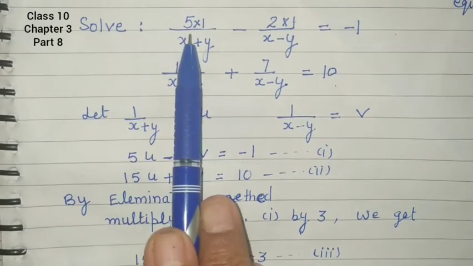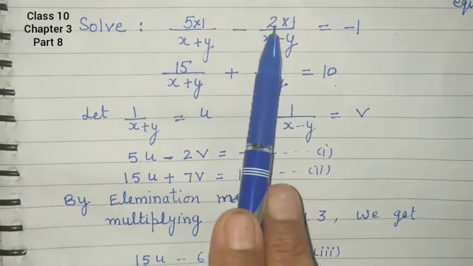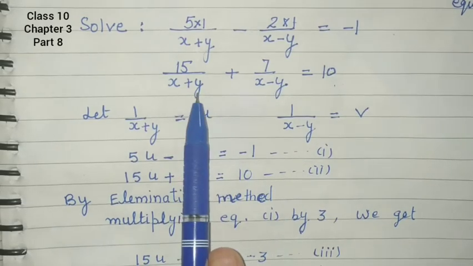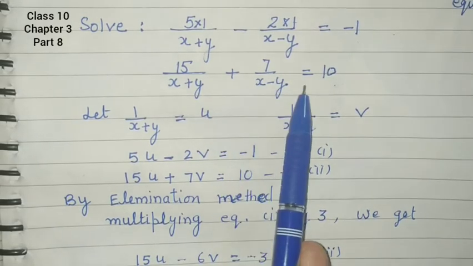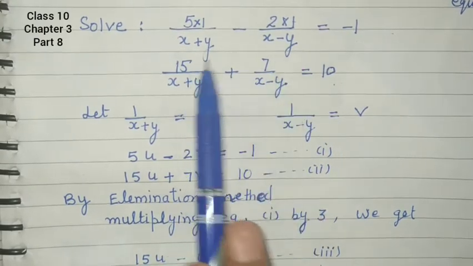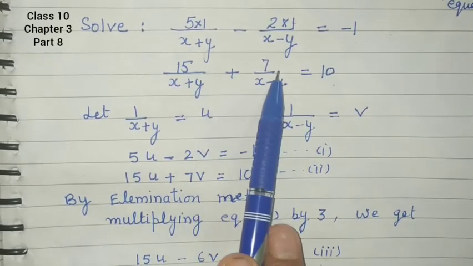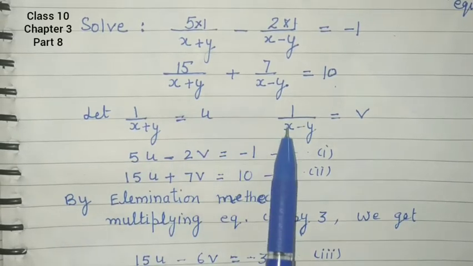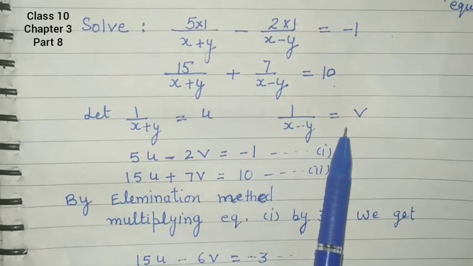For example, 5 upon x plus y minus 2 upon x minus y is equal to minus 1, and 15 upon x plus y plus 7 upon x minus y is equal to 10. First we will reduce them to a system of linear equations. Let 1 upon x plus y is equal to u, 1 upon x minus y is equal to v.